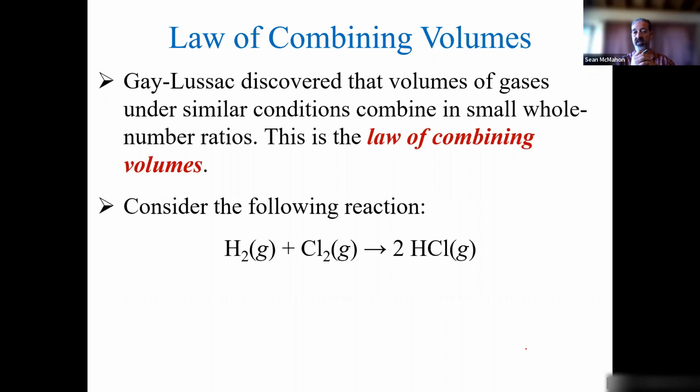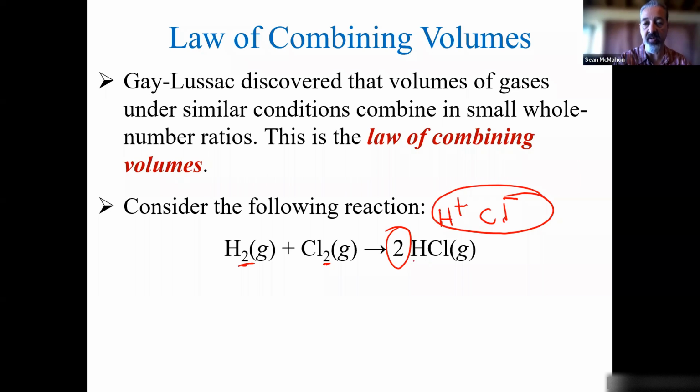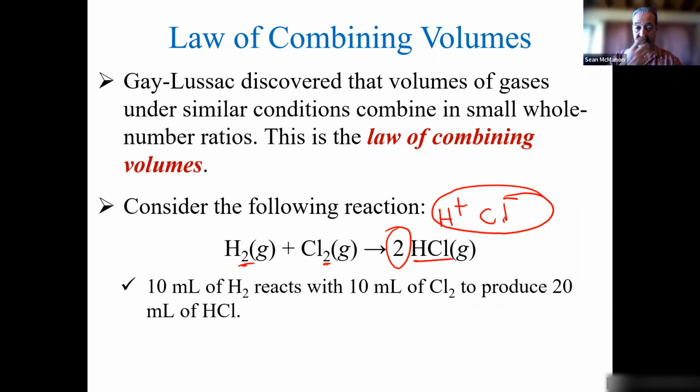Now, to balance this correctly, because I have 2 hydrogens and 2 chlorines on this side, I need to put a coefficient of 2. The reason this is 1-to-1 in the formula is that in hydrogen chloride, hydrogen is +1 and chloride is -1. So I need 2 moles of it. Well, if I have 10 mL of hydrogen reacting with 10 mL of chlorine, it's going to produce 20 mL of hydrochloric acid. It's not always additive, okay? But in this case, because of this coefficient, it is.